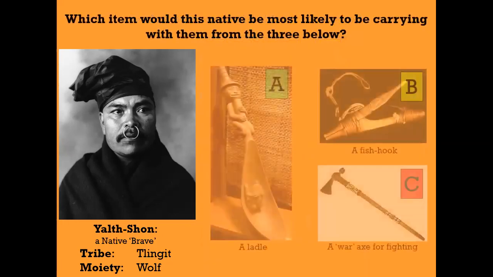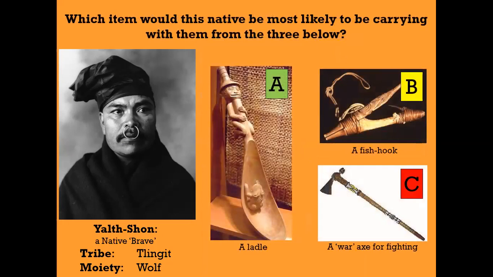Which item would this native be most likely to be carrying with them from the 3 below? Is it A, a ladle, B, a fish hook, or C, a war axe for fighting? Pause and have a think.